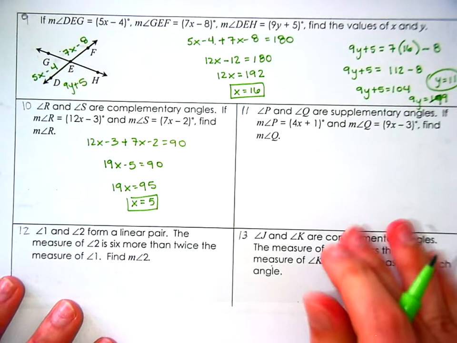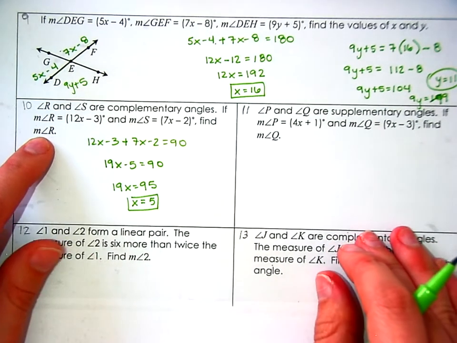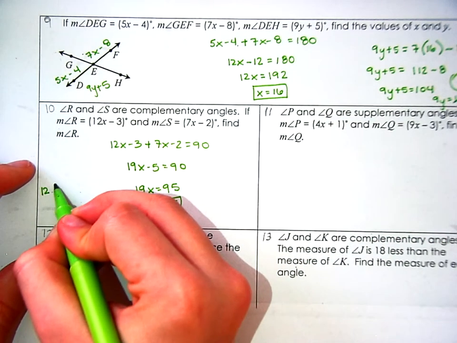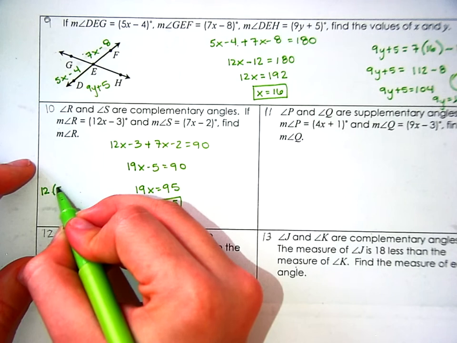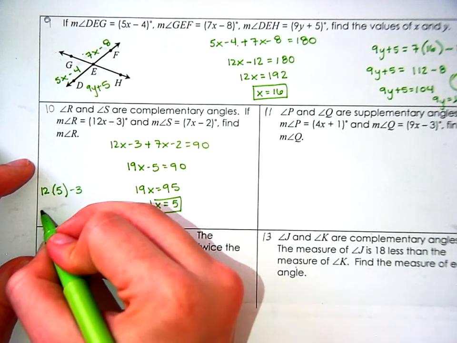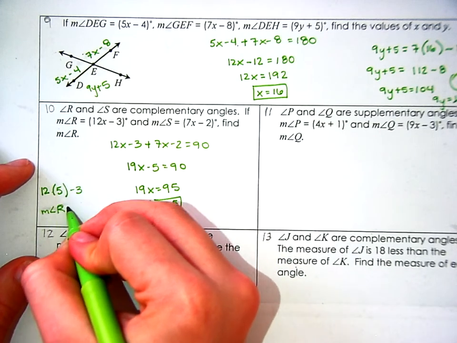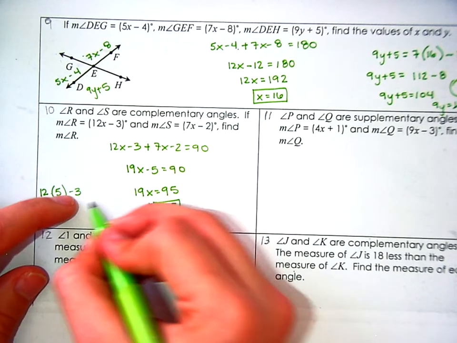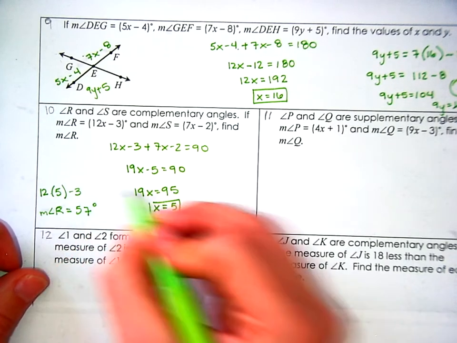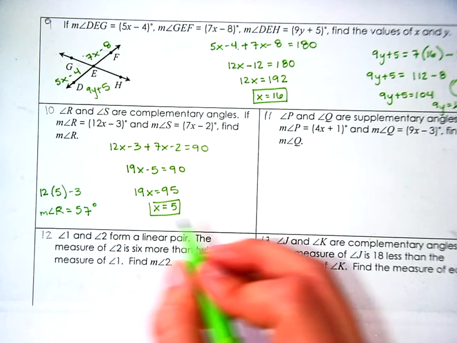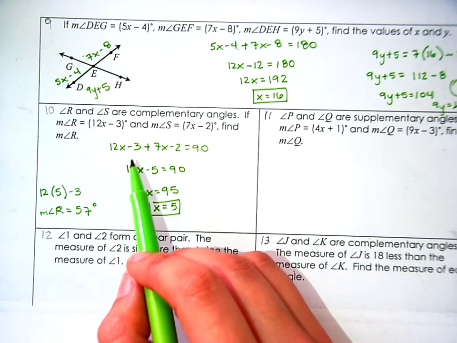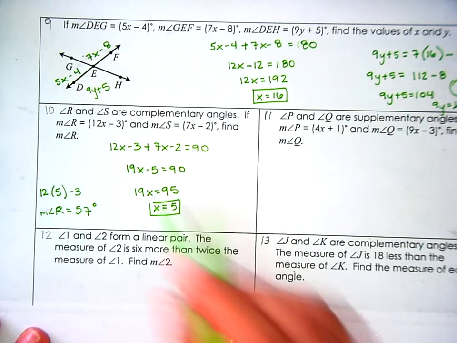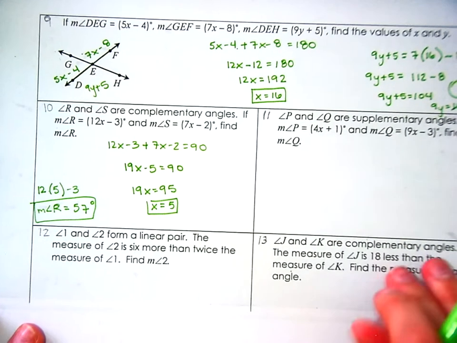Now I don't want what x is, I want the measure of angle r. So my last step, I'm going to take my expression for r, 12x minus 3. I know what x is. So the measure of angle r is going to be 12 times 5, that's 60, minus 3, so that's 57 degrees. So we are going to check to make sure that that's what we wanted for our answer, measure of angle r, and we are good. So that's our final answer.